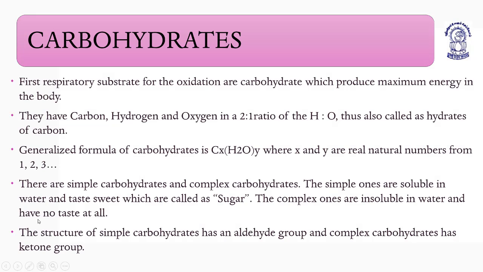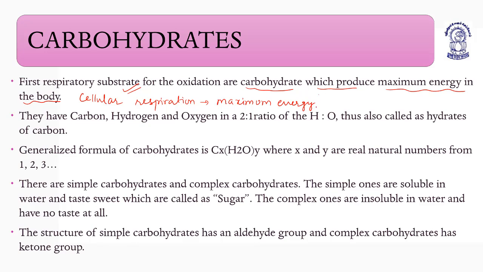Now carbohydrates. Carbohydrates are the first respiratory substrate for oxidation. Carbohydrates produce maximum energy in the body. After getting oxidized, or after undergoing cellular respiration, they produce maximum energy, readily delivered, very fast. They have carbon, hydrogen, and oxygen, where the ratio of hydrogen to oxygen is 2 to 1.